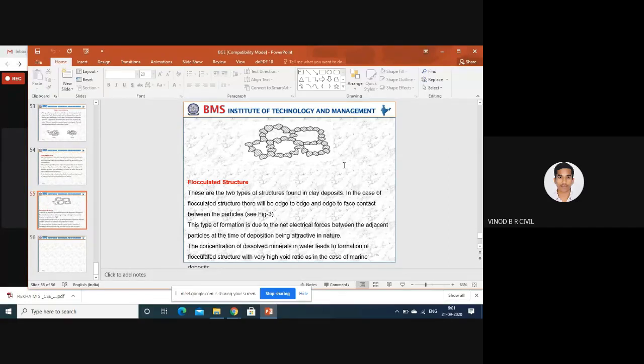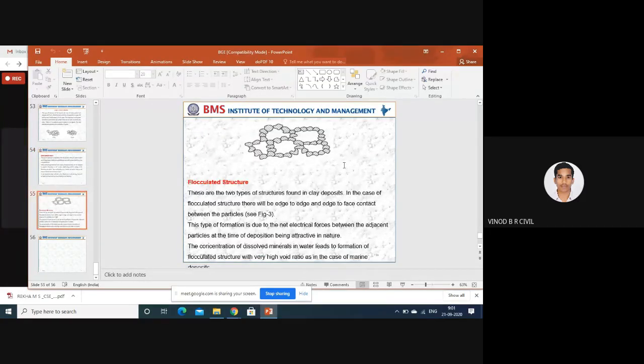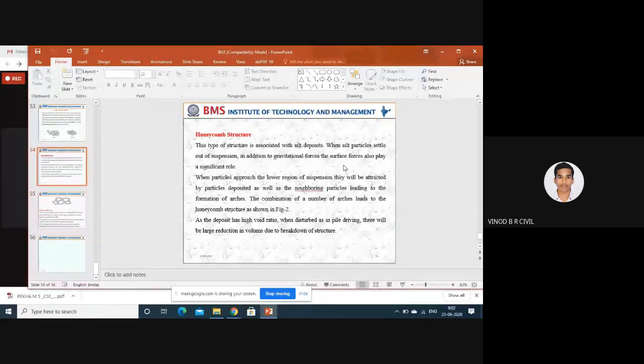In examinations, they will ask this question: which structure is deposited in clay form? Which structure is deposited in honeycomb structure? Honeycomb structure means there is silt. The flocculated structure or dispersed structure we call clay. Not only in the VTU examination, in some competitive examinations also you can expect this question: which type of structure is associated with silt deposit? It is the honeycomb structure.